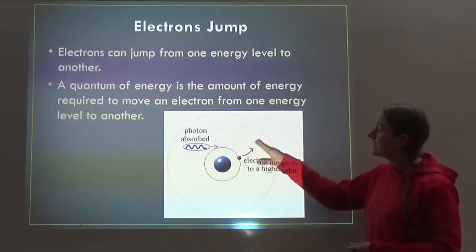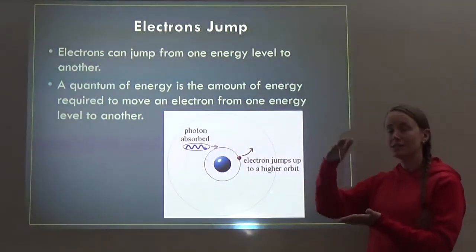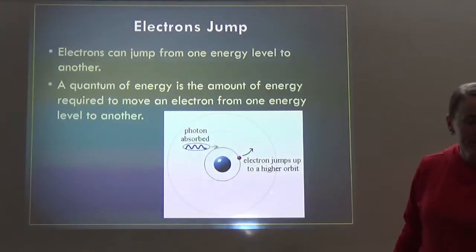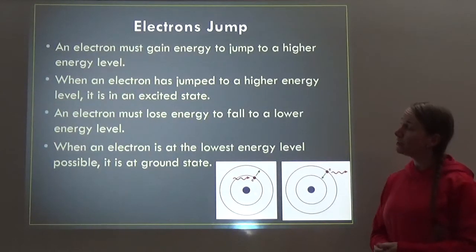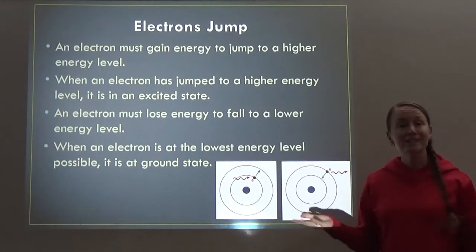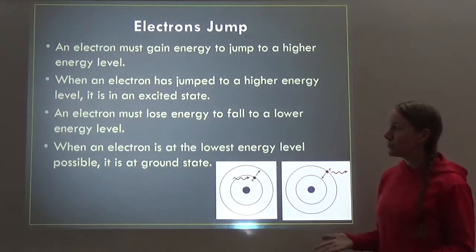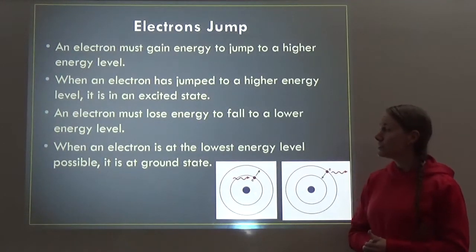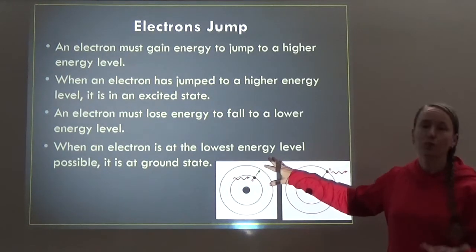Okay, so electrons can move between the different energy levels. It can go from first to second, third, and so forth. But energy is required to do that. An electron must gain energy to jump to a higher energy level. When an electron has jumped to a higher energy level, it's called the excited state. So you jump up when you're excited, and so do electrons. An electron must lose energy to fall to a lower energy level, and when it's at the lowest energy level possible, it is called ground state.